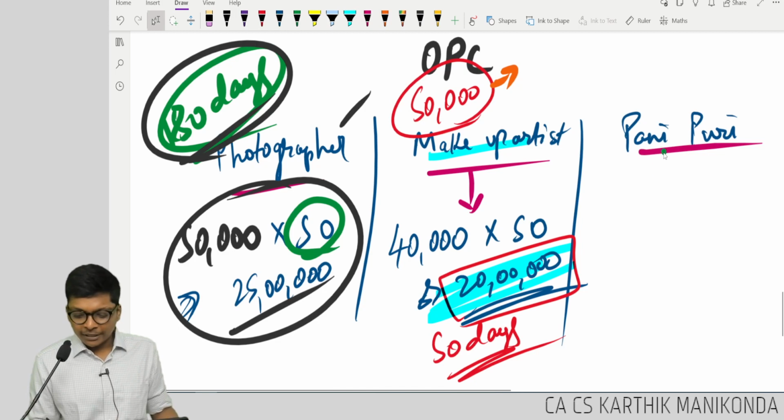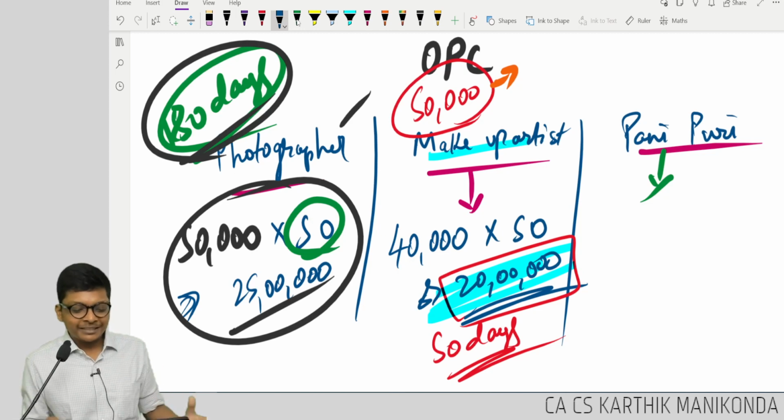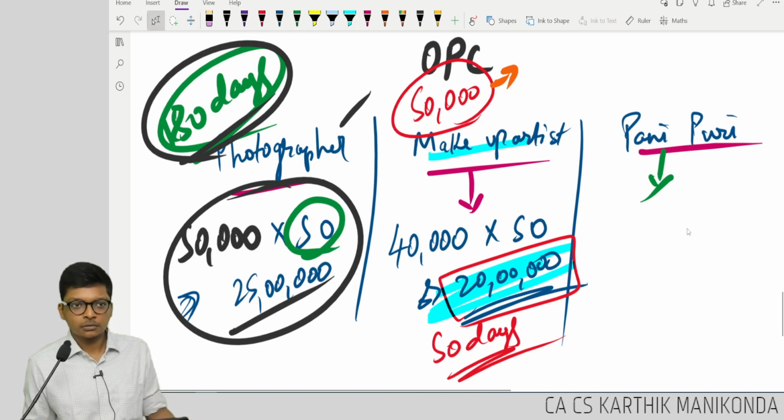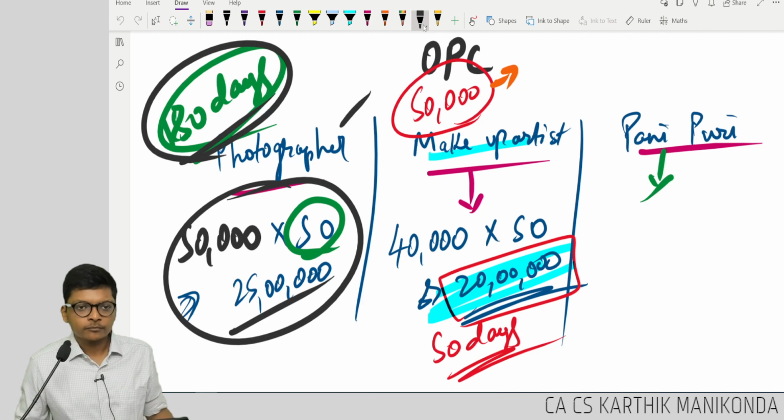Let's take Pani Puri, guys. A good Pani Puri shop. In a day, how much business will they make? I'm talking about a famous Pani Puri shop where a full crowd is always there. Keep billing 20, 30 in a day.